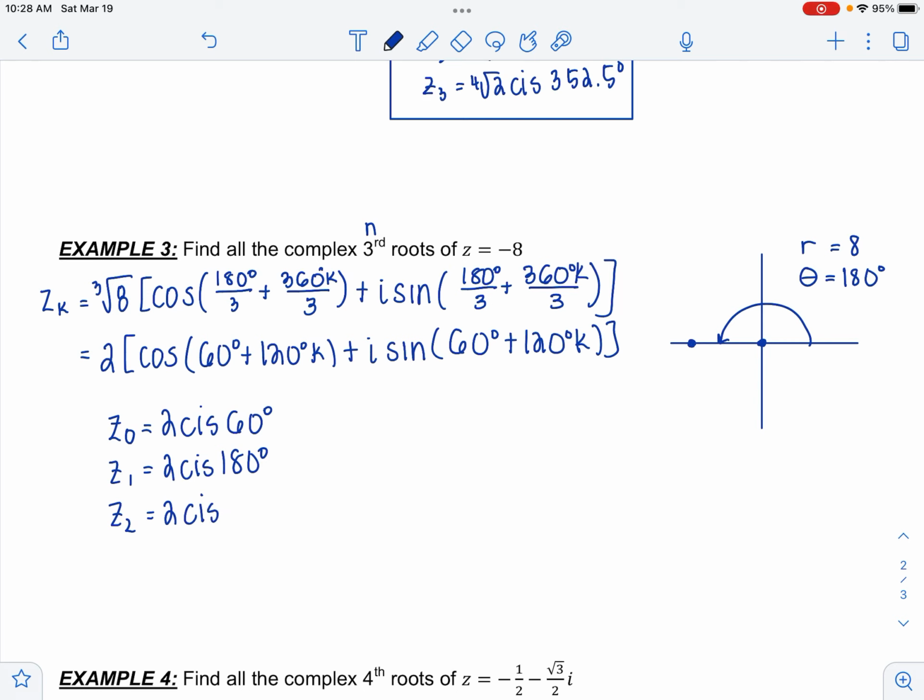2 cis, either plug in 2 or add 120 to your last answer, and I get 300 degrees. And there's my 3 polar complex numbers. Complex roots.